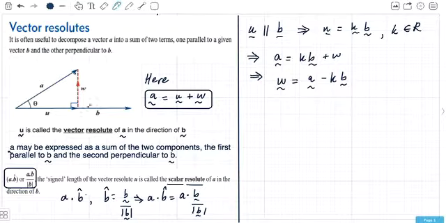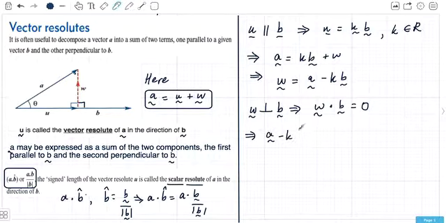Now the thing that you'll notice in the diagram here is that W and B are perpendicular. So W is perpendicular to B, which implies that when we think about perpendicular vectors, what do you think about first? You think dot product. And the dot product for two perpendicular vectors has to be 0. So we've got what W is, A minus KB. Okay, we're going to dot product that with B, and that's going to be equal to 0.